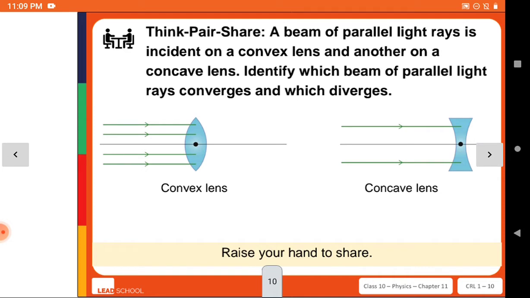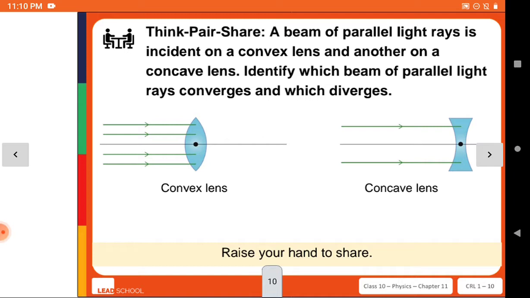So after that we discuss lenses. Students, what do you mean by lens? Actually, a lens is a device which helps in converging or diverging the rays of light. If we have any definition question, like what is a lens, we answer like that: a lens is a device which helps in converging or diverging the rays of light.